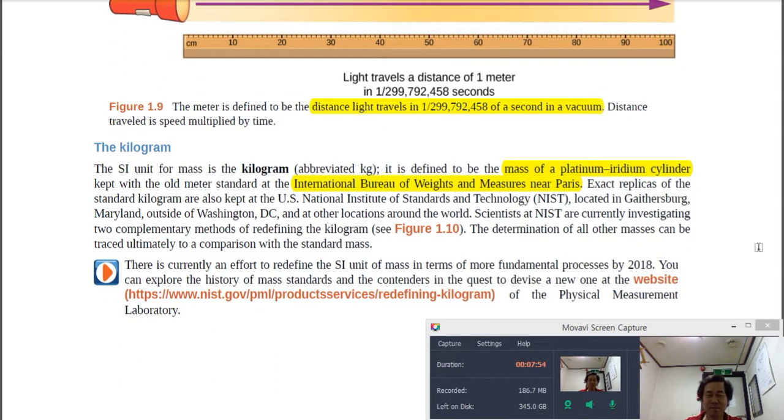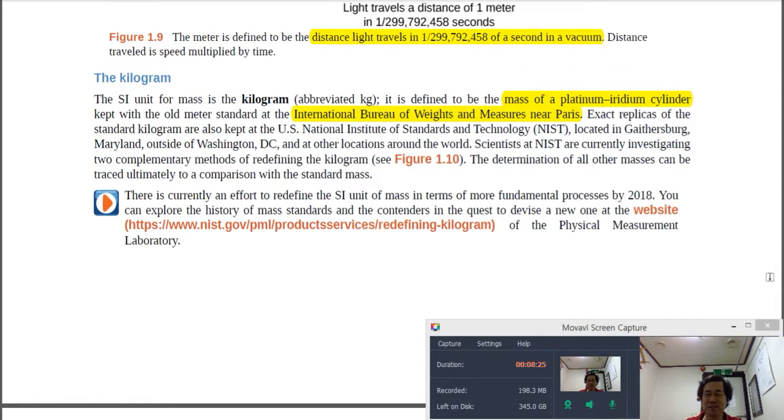For the kilogram, we don't have a precise definition. Currently, we are using the mass of a platinum iridium cylinder, kept at the International Bureau of Weights and Measures in Paris. So unlike the length and the time, we don't have a very precise definition of a kilogram.